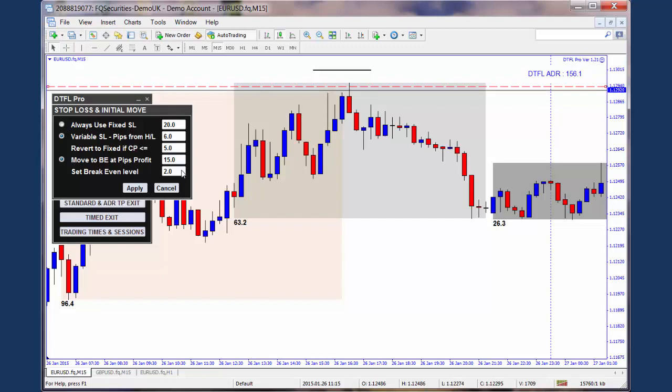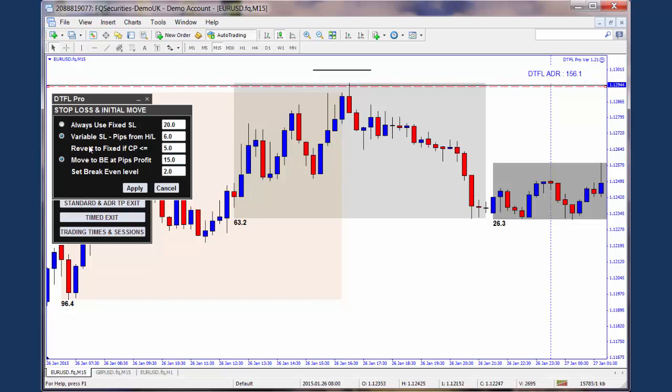Whereas if I did actually just move it to the entry price and it came back and hit, then what would happen? I would actually make a small loss because I would still have to pay the commission and any spread. So that is why you can set the break-even level there to what you wish.